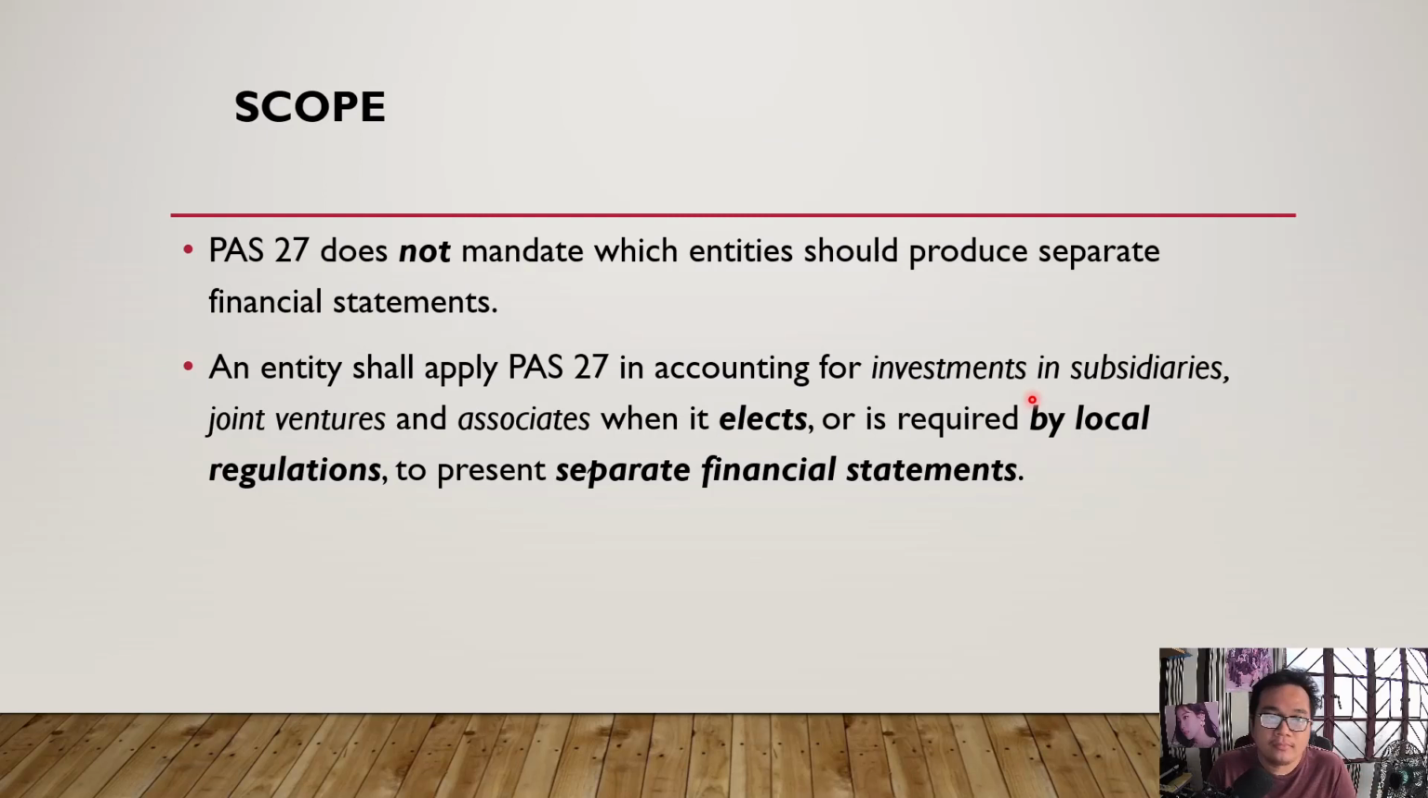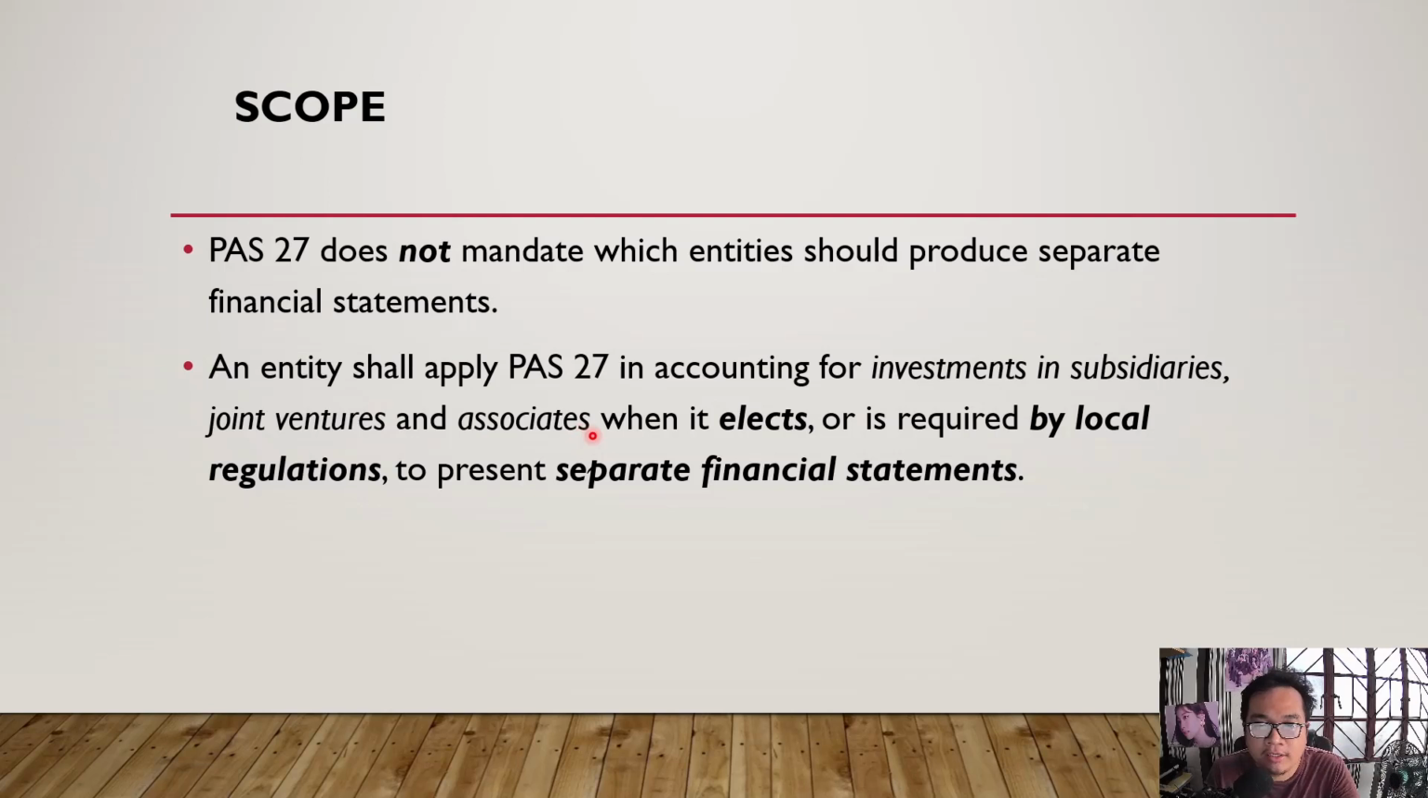So, what is the scope of this standard? Now, PAS 27 does not mandate, so it does not compel, which entity should produce separate financial statements. There is no mandate from it. But take note of the second bullet point. An entity shall apply PAS 27 in accounting for investment in subsidiaries, joint ventures, and associates when it elects or it is required by local regulations to present such separate FS. So PAS 27 is applied to investment in subsidiaries, joint ventures, and associates.